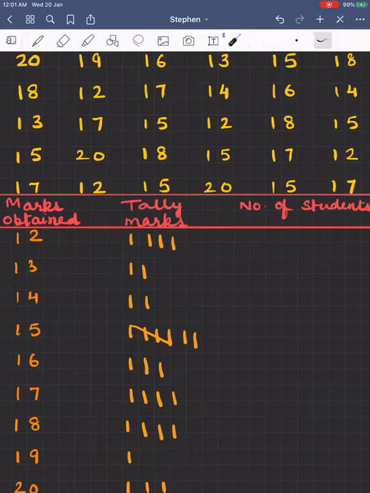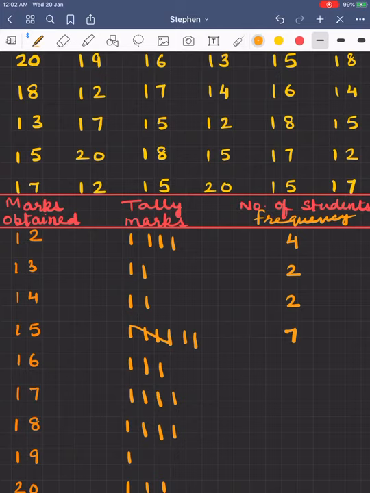Now children, in the third column, we write the frequency. Here it is the number of students. Frequency is the number of times an observation occurs. So this is called a frequency distribution table. So for the third column, we add our tally marks. It means 4 students scored 12 marks, 2 students scored 13 marks, again 2 students scored 14 marks. Then 7 students scored 15 marks, 3 students scored 16 marks, 4 students scored 17 marks, again 4 students scored 18 marks, 1 student scored 19, and 3 students scored 20 marks.